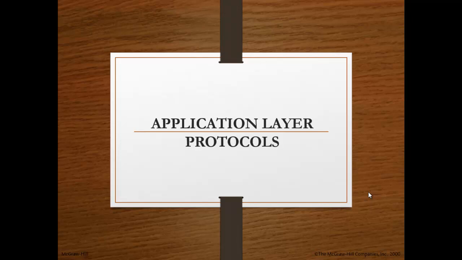Hello all. In this lecture, I am going to explain about application layer protocols. The application layer is the seventh layer of your OSI model, whereas it is the fifth layer of your TCP/IP model, and it is the only layer which interacts with the user. And all the application layer protocols are designed as a kind of client-server process.